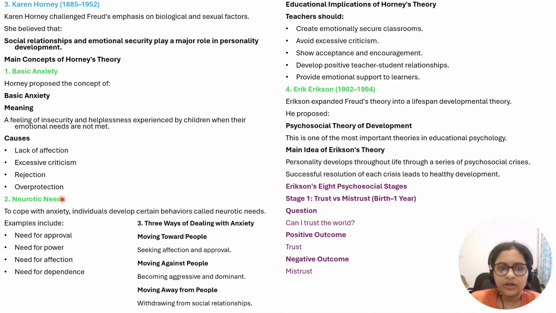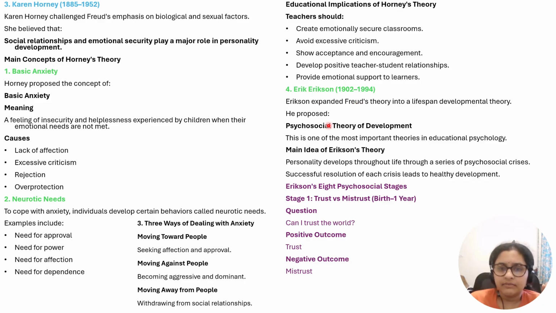Then neurotic needs. To cope with anxiety, individuals develop certain behaviors called neurotic needs. For example, need for approval, need for power, need for affection, and need for dependence. The three ways to deal with anxiety given by Karen are: moving towards people, seeking affection and approval; moving against people, becoming aggressive and dominant; and moving away from people, that is, withdrawal from social relationships. What are the educational implications? These are the educational implications.